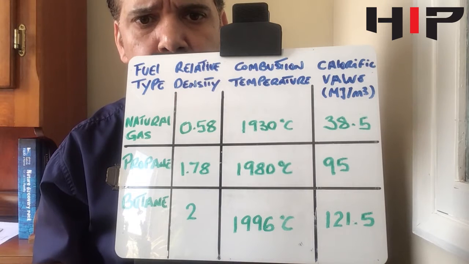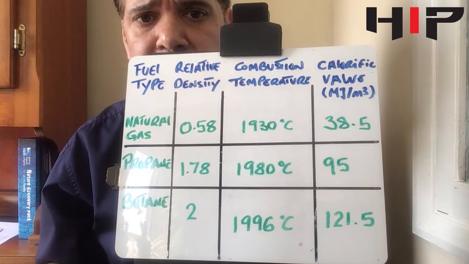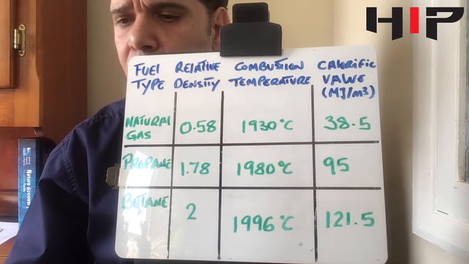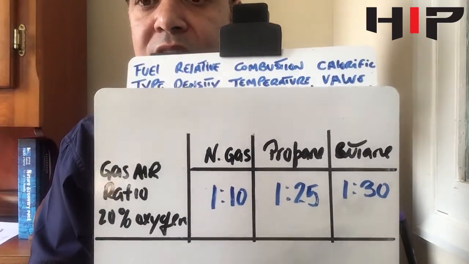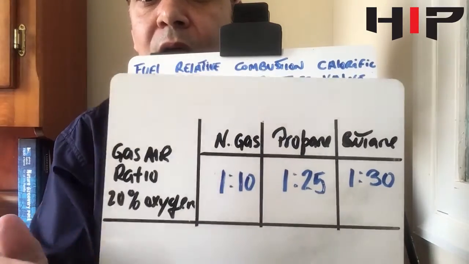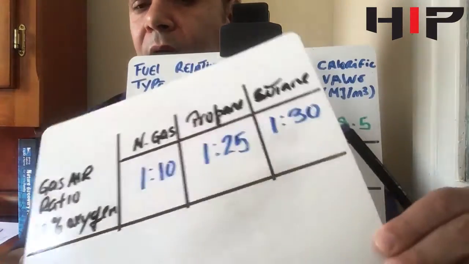All right, in this case, every cubic meter of propane requires 25 cubic meters of air. Remember our very first table. So propane is 1 to 25.